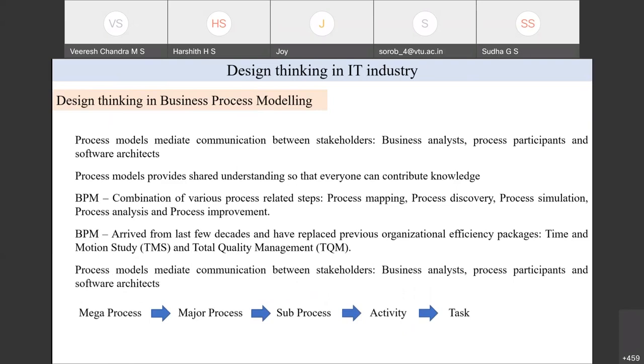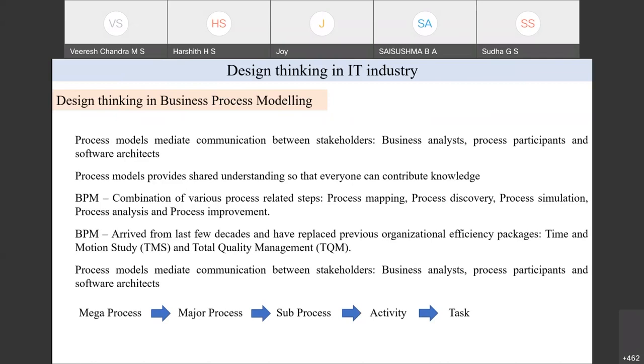So there will be a mega process, let us say, that is conversion of raw material into useful product. Under that, we have major processes. So what are the major processes? There may be lathe, milling machine, or different types of machines which are involved in that. Sub processes: in the major process, again, we have different processes.